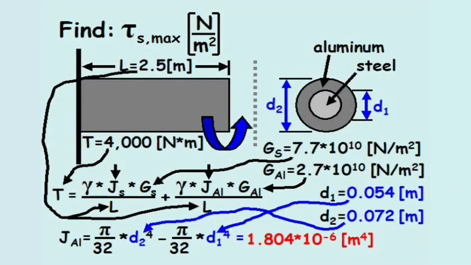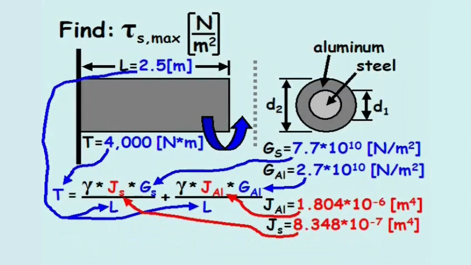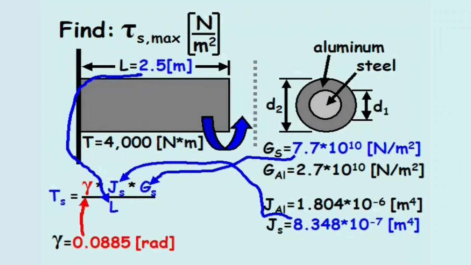Having solved for the polar moments of inertia, we can plug those values into our equation, and gamma, the angle of twist, equals 0.0885 radians. This value for gamma is plugged back into the equation for torque resisted by the steel material, and the torque resisted by the steel equals 2,276 Newton meters.